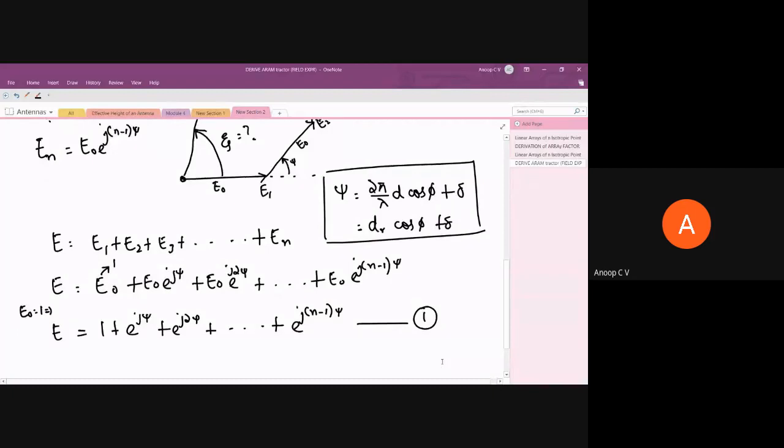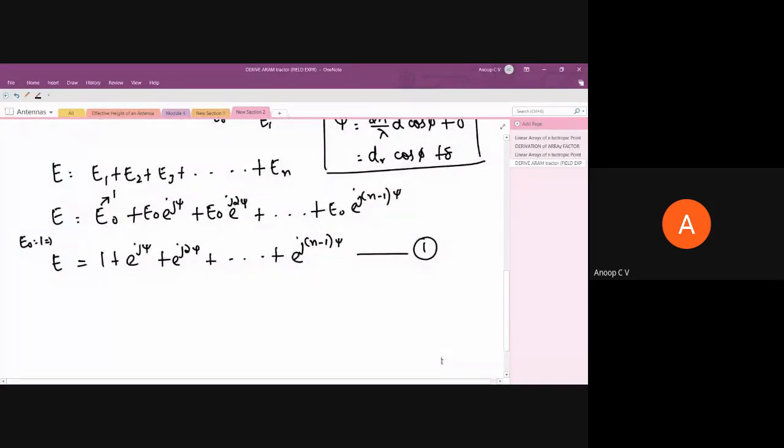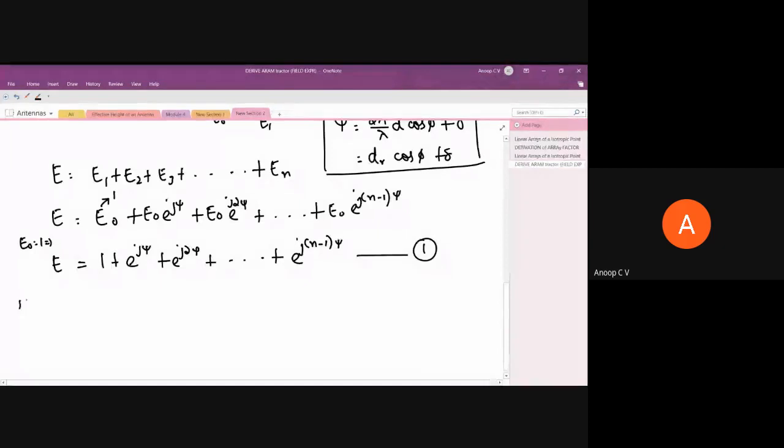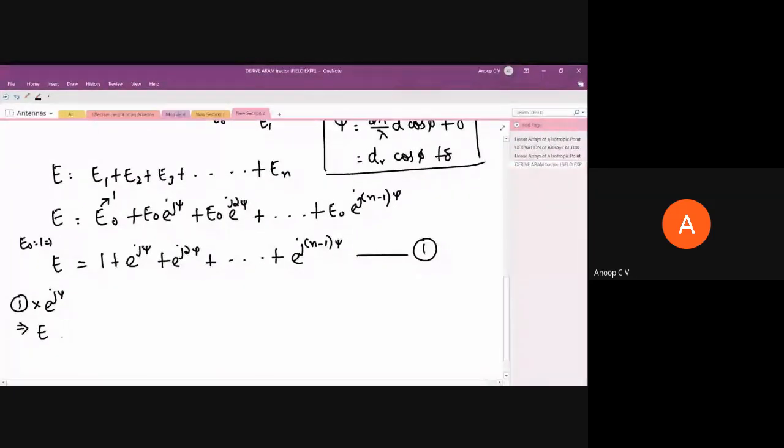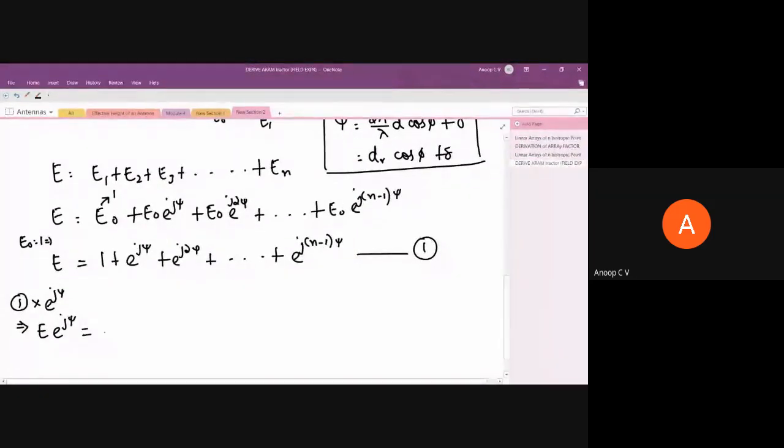Now, if you see this, it looks like a geometric progression, right? With first term equal to 1 and common ratio e power j psi. Whatever it is, I need to find the expression of E in terms of sine or cos. That is my intention. For that, I am using some trick. I am multiplying equation number 1 with e power j psi. Both LHS and RHS of equation number 1, I am multiplying with e power j psi, which implies E times e power j psi will be equal to, I have to multiply with e power j psi each and every term on the right hand side.